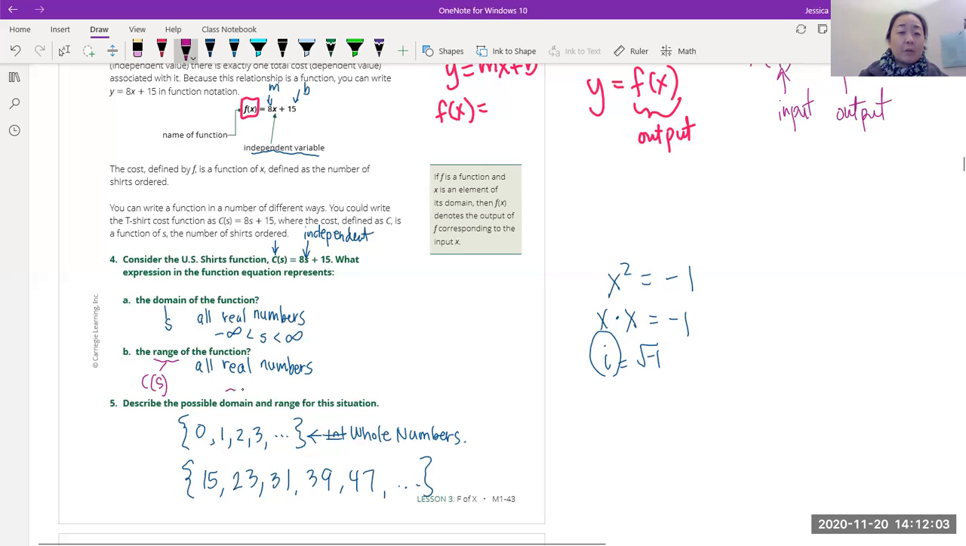And we can write it as all real numbers, or from negative infinity to positive infinity for c of s. And the reason why we don't put equals there is because technically you can never reach infinity. Infinity is a concept. We cannot actually reach it.